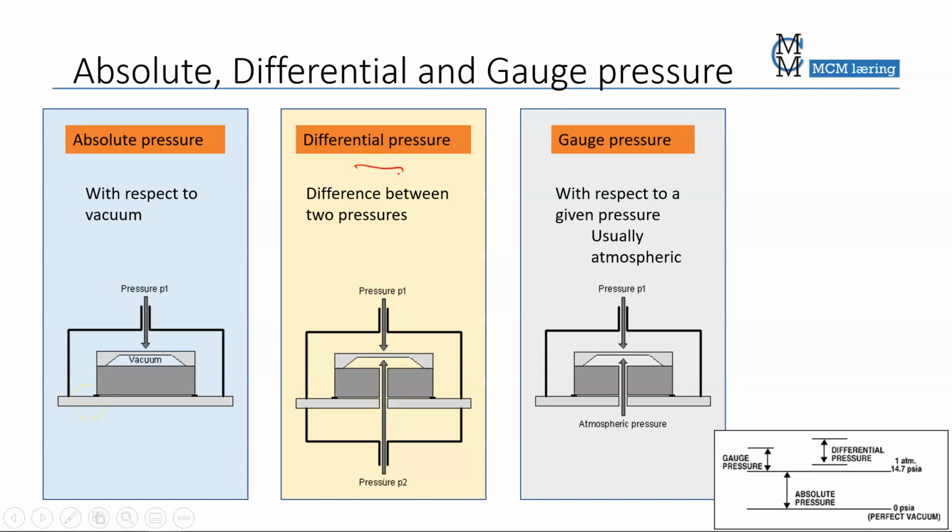Differential pressure measures the pressure difference between 2 gases or 2 fluids, and if P2 is higher than P1, then this lid here will bend upwards. But if P1 is larger than P2, the lid here will bend downwards, and that will give us the pressure difference between the two. Then we have a special case of differential pressure, which is gauge pressure. And gauge pressure is when you compare it to the atmosphere outside.